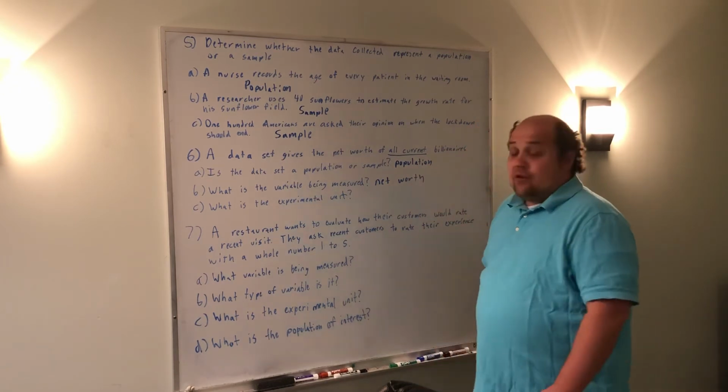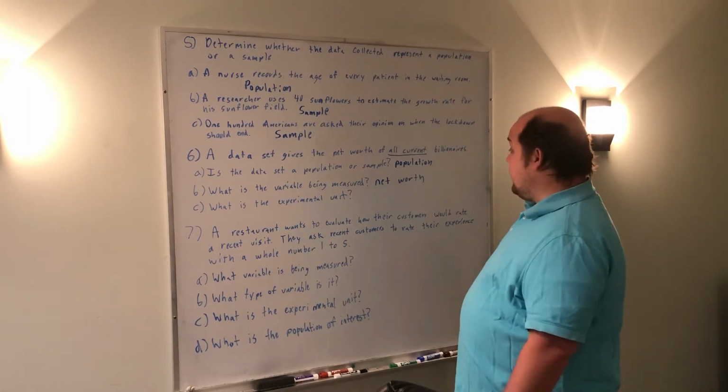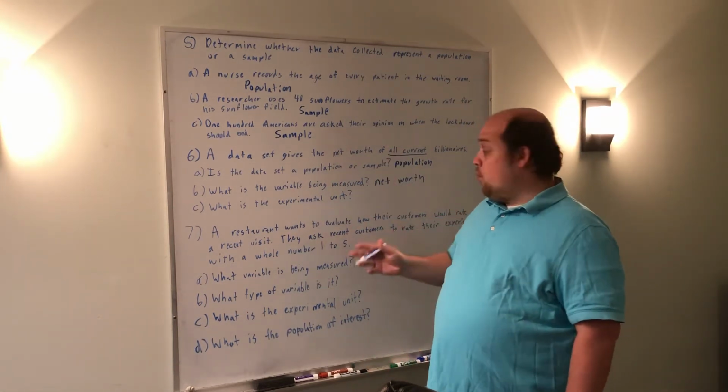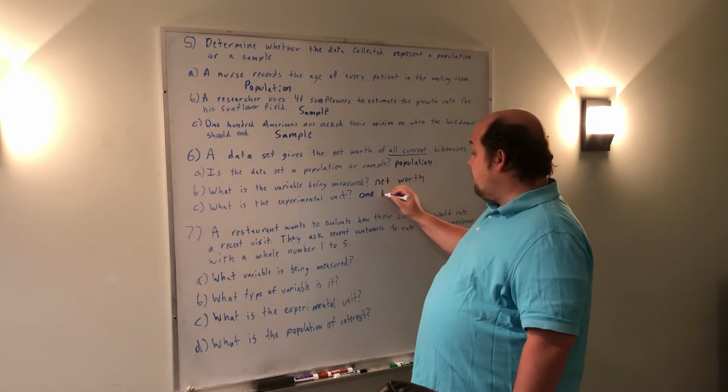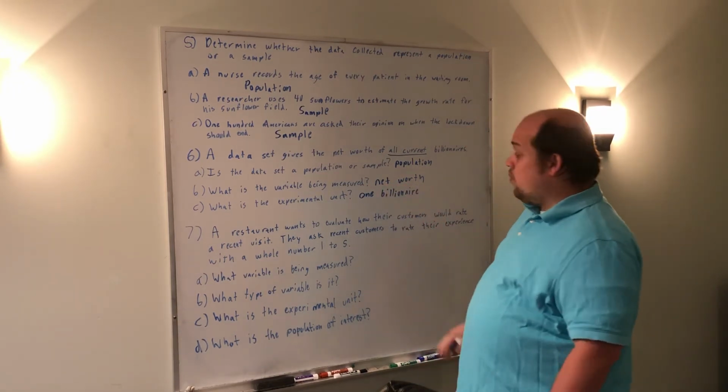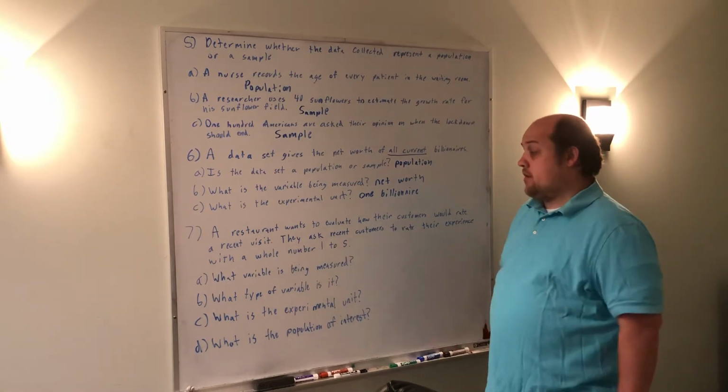What is the experimental unit? The experimental unit is where I get one piece of information. I find out the net worth of one billionaire. It'd be fine if you said one person. I'm just being specific. One billionaire gives me their net worth.